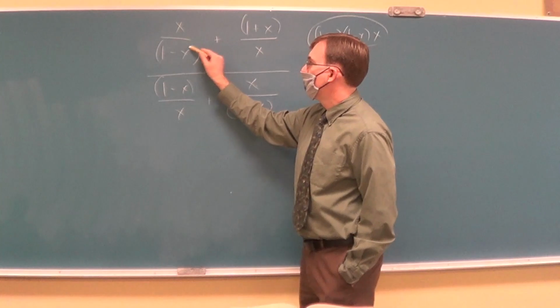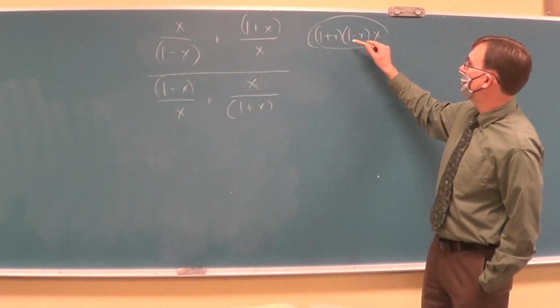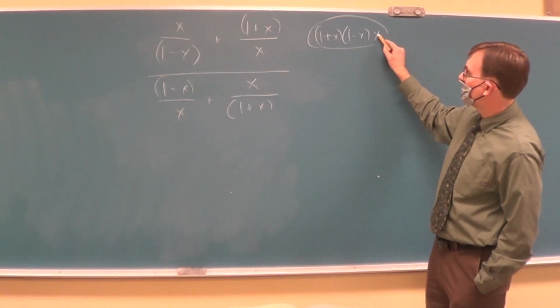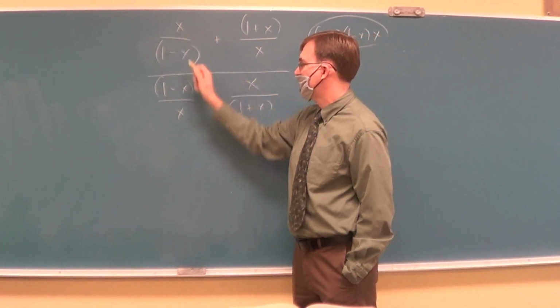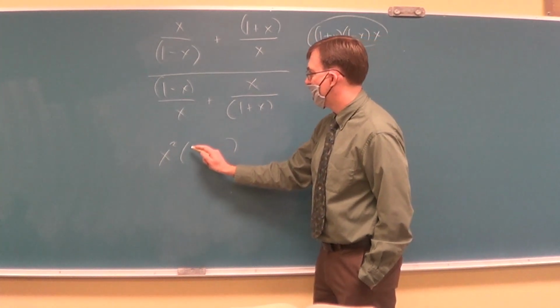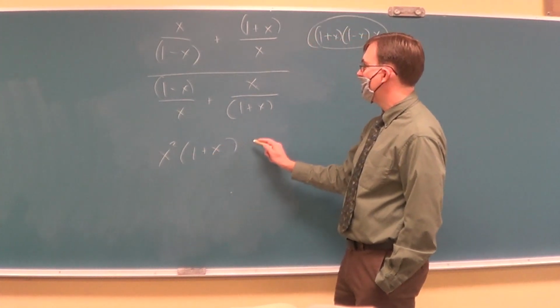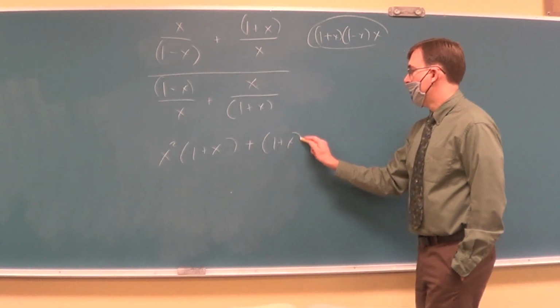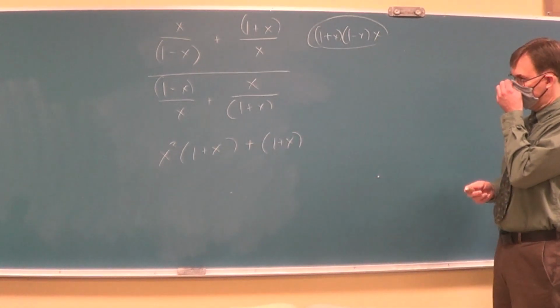So this would cancel the 1 minus x. So in our mind, this is gone. There's a bonus x that wants to multiply this. So call that x squared with a friend, 1 plus x, 1 plus x. I'm going to leave that to just stew for a minute. 1 plus x squared.